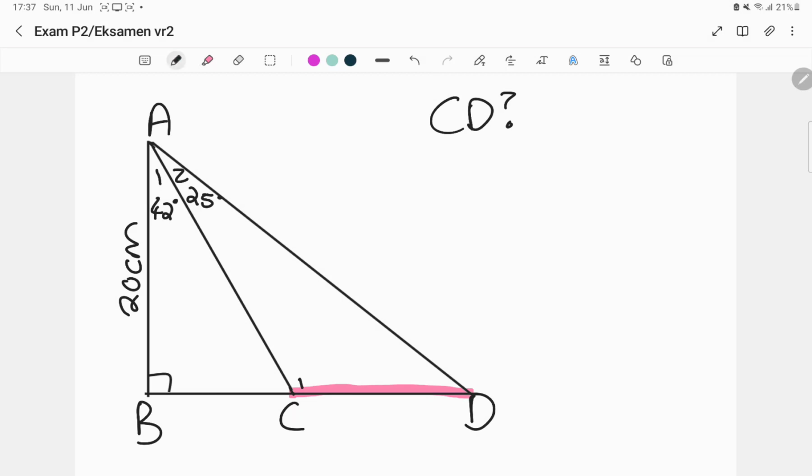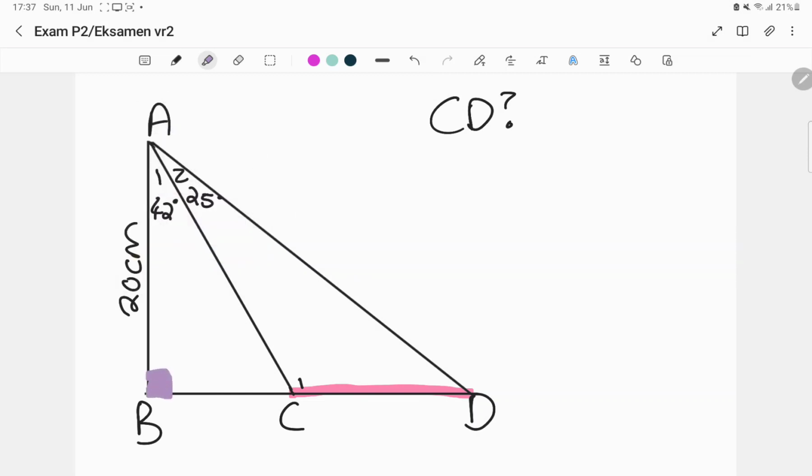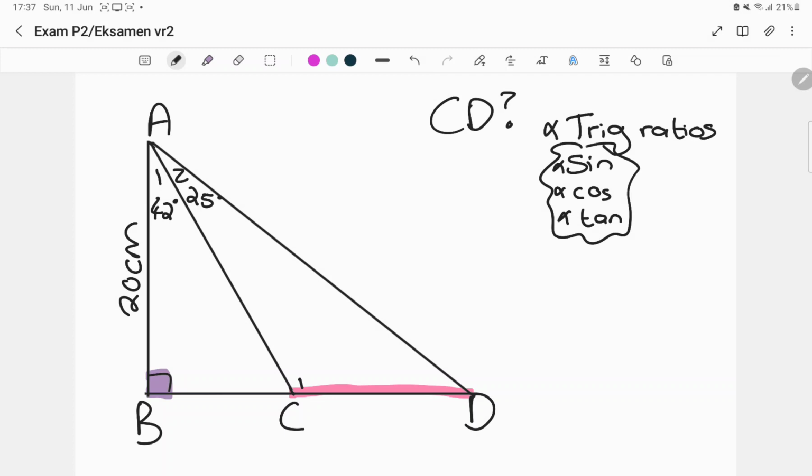Now the first hint I can give you is the fact that there is a 90-degree angle. Whenever you see a 90-degree angle, you know there's two things I can do. I can either make use of my trig ratios, so either sine, cos or tan, or my other option is to make use of Pythagoras. So let's have a look at what we have.